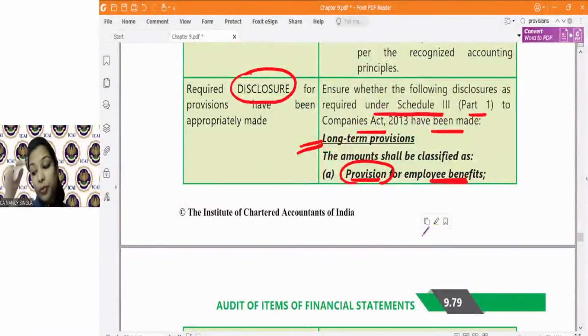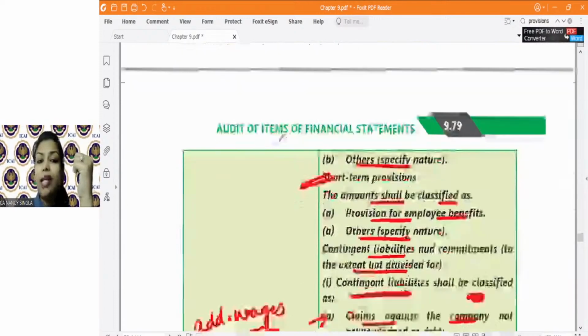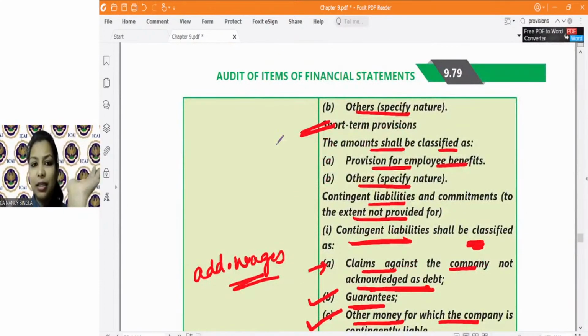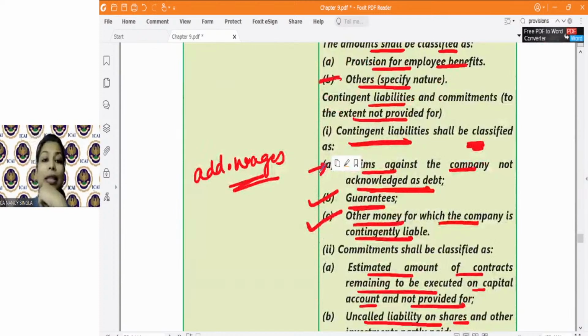So let us have a look at the disclosure requirement with respect to provision and contingent liability again. So Schedule 3, Part 1 to the Companies Act 2013, it says that long-term provision दिखाना है, short-term provision दिखाना है. Long-term provision may be provision for employee benefits like your gratuity PF and your others needs to be specified separately. This is a provision for your bad and doubtful debts. ठीक है, here it will come. ठीक है, so separately show करना है. Then contingent liability and commitments to the extent not provided for, मतलब जिसके लिए आपने provision नहीं बनाया. So contingent liabilities को कैसे show करोगे?